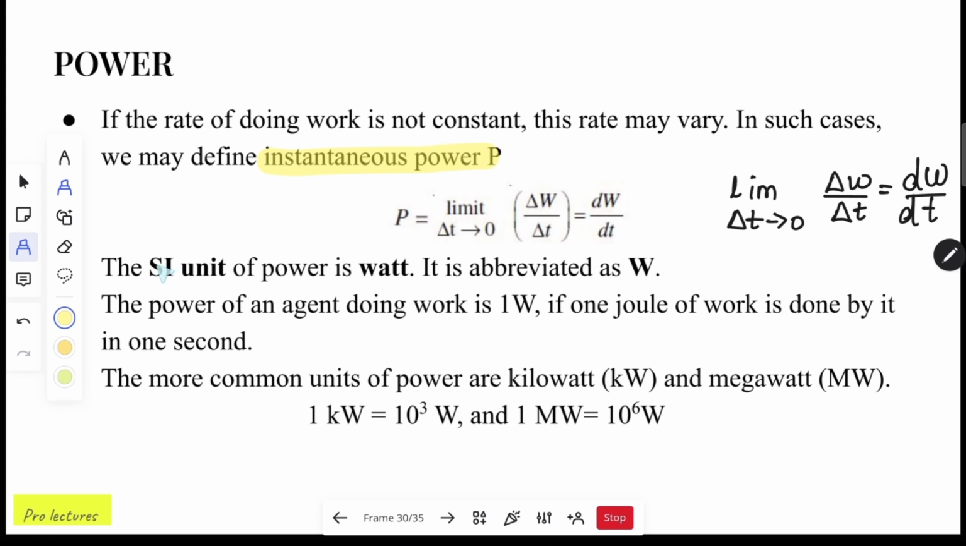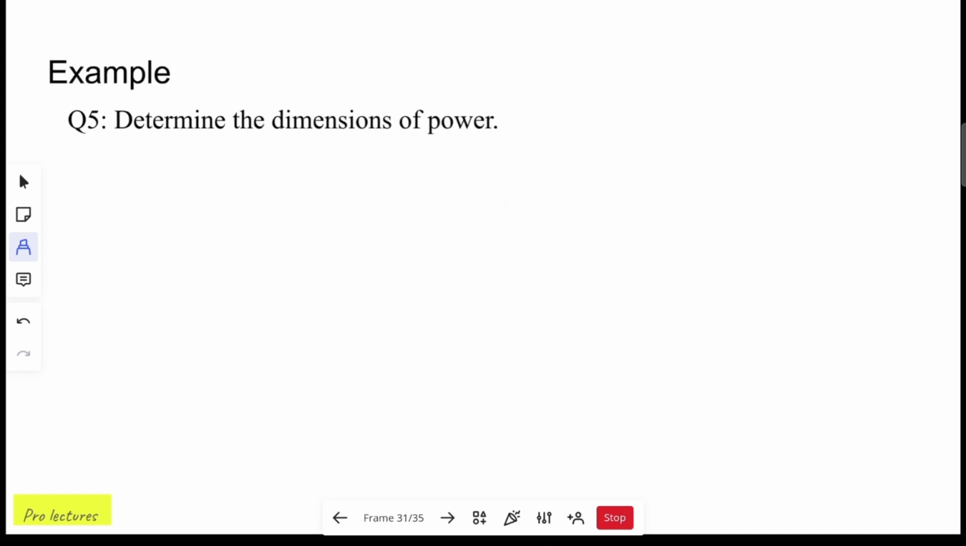Now let's see what is the unit. The SI unit of power is watt, which is capital W. Let us define watt. The power is 1 watt when 1 joule of work is done in 1 second. We calculate the power in more common units like kilowatt or megawatt. Kilo is 10 power 3 and mega is 10 power 6.